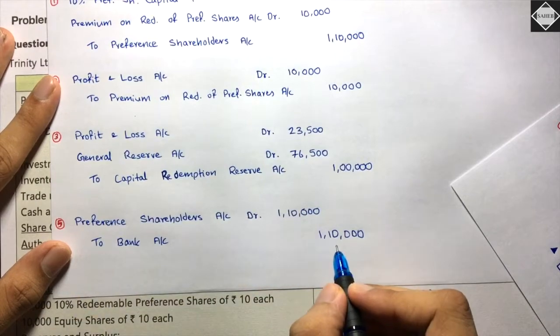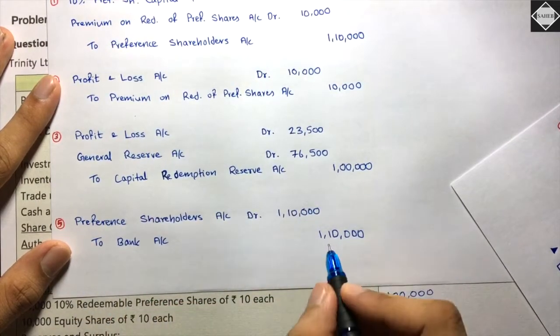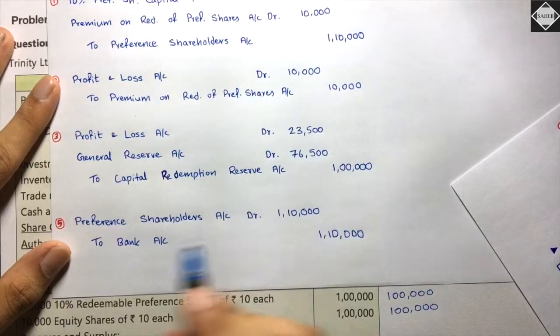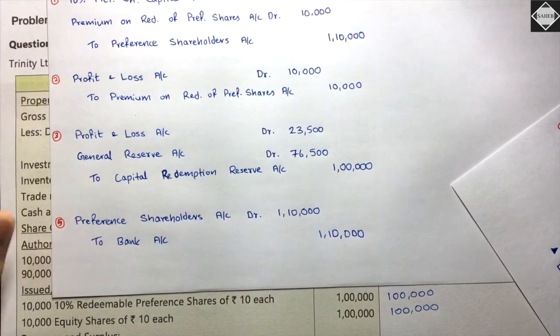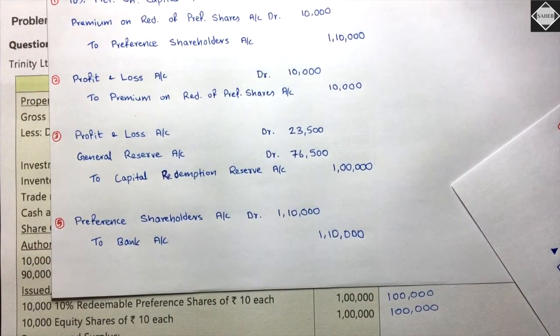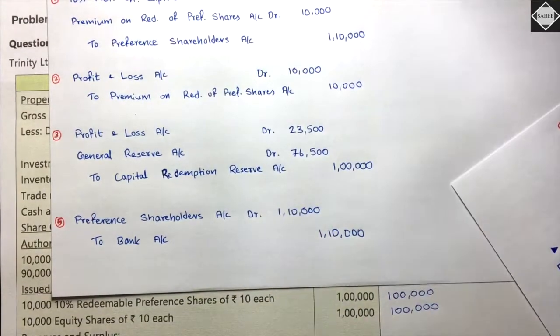Before it was credited, now you are making an equal debit, liability is being cancelled and money is paid to preference shareholders, to bank account 1,10,000. Preference shareholders account debit to bank account 1,10,000. Clear? Simple and straightforward. So redemption is over. Entire thing regarding redemption is over. But is the question over?